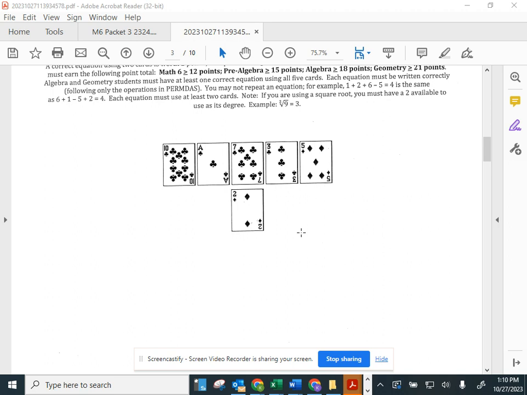Oh, no, you can only have 5 cards in an equation. So the most points you can get for an equation is 5. She showed me her packet and she had a bazillion equations written down on her page, just a ton, one right after another. So you can only have 5 cards. That's the most you can have in an equation because you can only use each card one time.